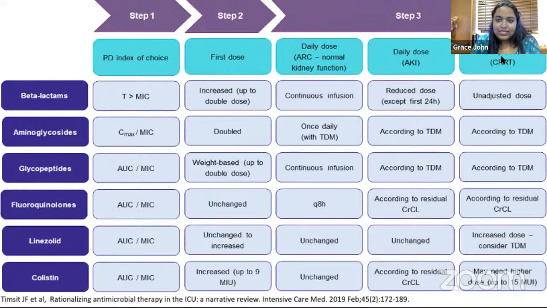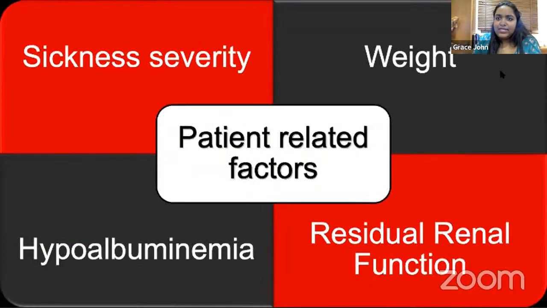One example that I can easily share with you is beta-lactam antibiotics. You can see that when it comes to CRRT, almost all the beta-lactams, meropenem and all your beta-lactam antibiotics, can be given almost at a normal dose. Okay, that's what I was saying. Because CRRT mimics the physiology in a very similar fashion, you can dose them like normal patients. And there are certain patient related factors: how sick the patient is, the weight of the patient, hypoalbuminemia, like I've already discussed, and the role of residual renal function.